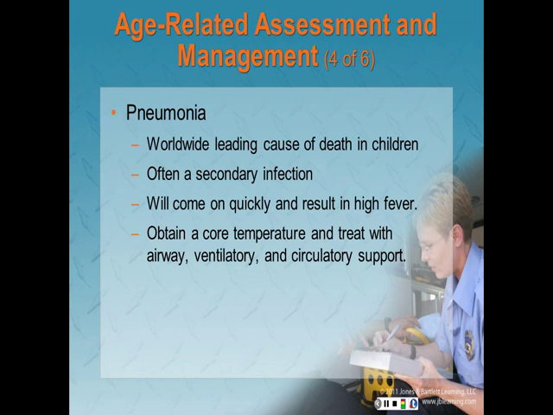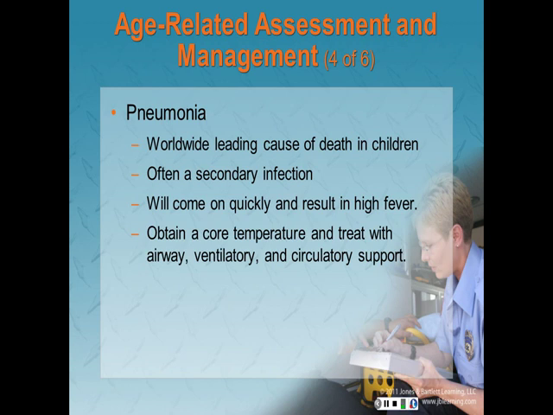Pneumonia. Pneumonia worldwide is the leading cause of death in children, and it is often a secondary infection, and it begins after the patient has had an upper respiratory tract infection. Bacterial pneumonia will come on very quickly and result in high fever. Viral pneumonia, on the other hand, presents more gradually and is less severe.